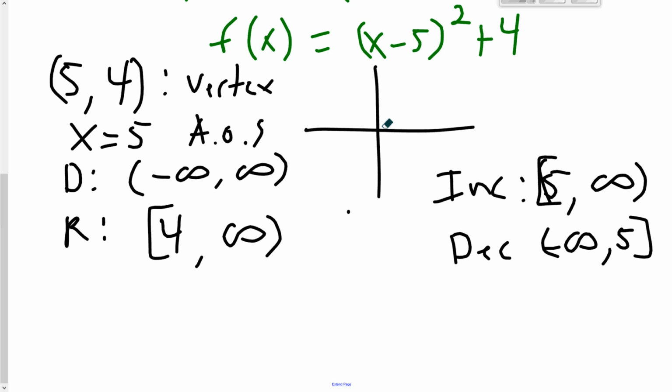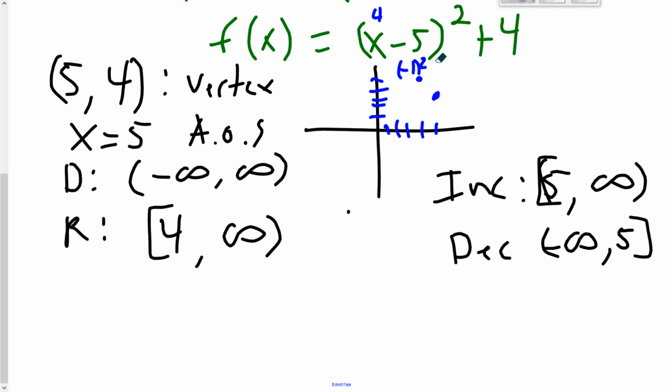I'm at 5, 4, and now I know I can just plug in another point. I always want to do close to this value 5. So I want to do 4, right? Because 4 minus 5 is negative 1. Negative 1 squared is still 1. 1 plus 4 is 5. So it's just going to be up 1 here.